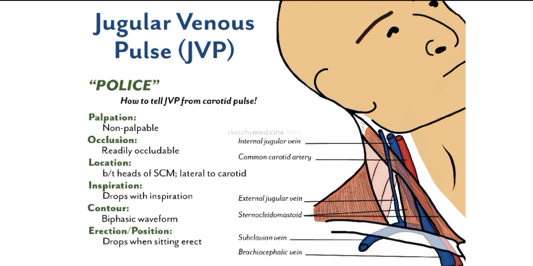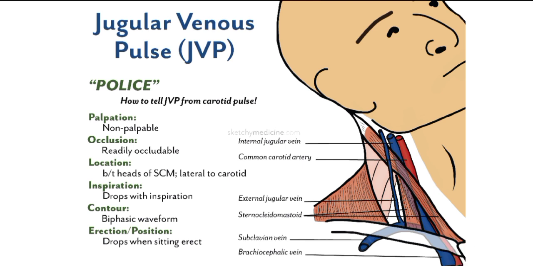But what's the reason behind that? The reason is that the right internal jugular vein and the right atrium are connected without any intervening valve. So there are no intervening valves between the right internal jugular vein and the right atrium. So the pressure in the right atrium, when it builds up, is going to extend this right internal jugular vein because there are no valves.